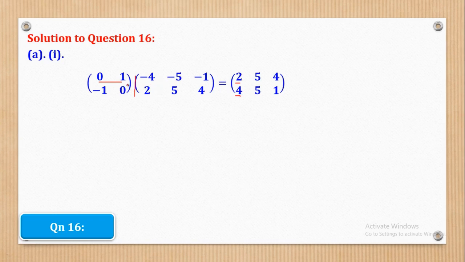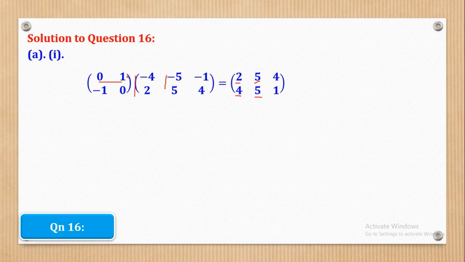Now let's go to coordinates of B. Do the same, row by column. So 0 times negative 5 is 0, 1 times 5 is 5, therefore 0 plus 5 will give you 5, which is that. Then here, negative 1 times negative 5 is positive 5, 0 times 5 is 0, so positive 5 plus 0 will give you positive 5. Those are the coordinates for B.